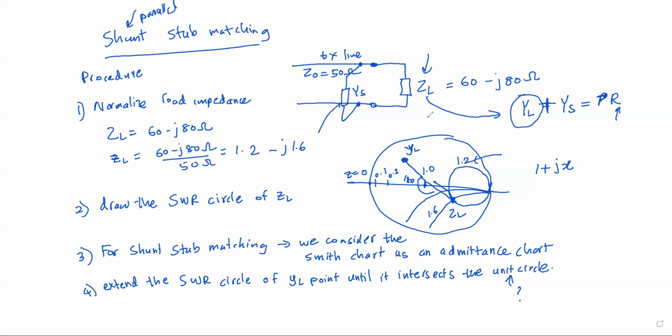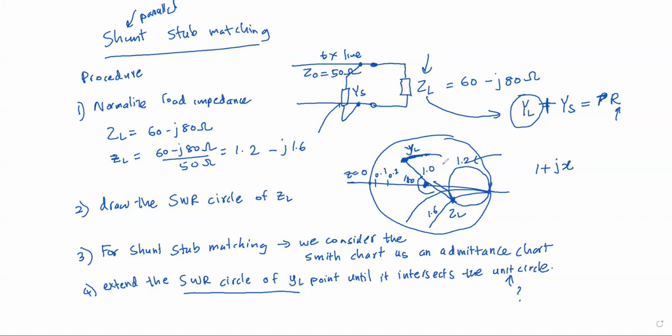So we have our load impedance somewhere here. We are trying to move it from this point to the unit circle, which is somewhere here. So try to draw the unit circle. First you need to draw the SWR circle of the YL point. YL is the admittance point. From the center point you can take the radius to the admittance point and draw a circle, using your compass, or you can use the circles available in the Smith chart.